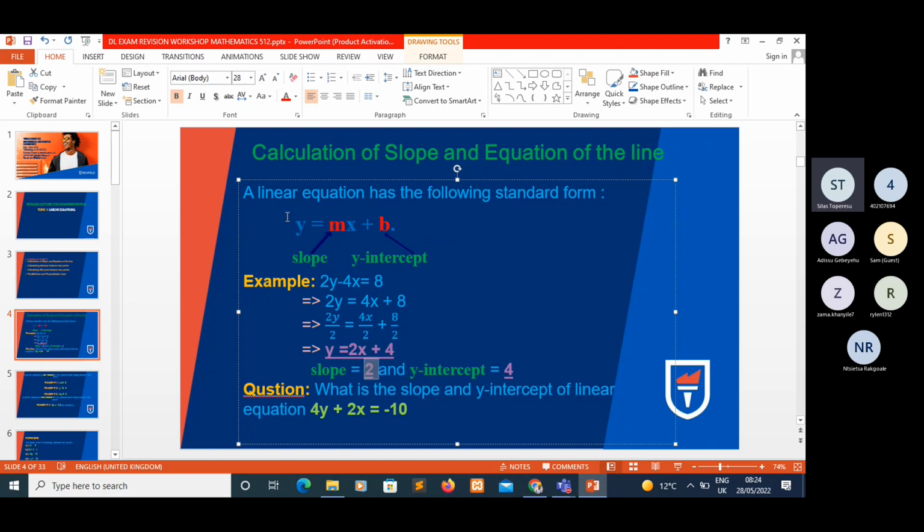So you need to rewrite the equation in this form so that it will be easier for you to pick up what? The slope and the y-intercept. I think I'm clear on that. So my y-intercept is simply the constant, which is what? Which is 4, which is not attached to any variable.